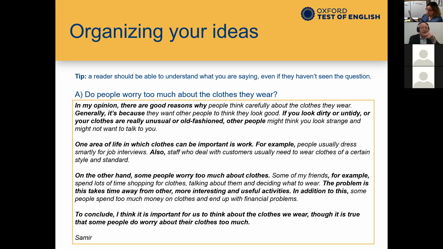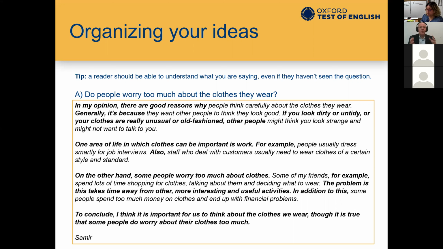Generally, it's because, and there is that word because again. Because is a fabulous word, and I really recommend that you use it in your writing because it gives you the opportunity to expand and to say more, to give more information. We move on. If you look dirty or untidy, or your clothes are really unusual or old-fashioned, other people might think you look strange.